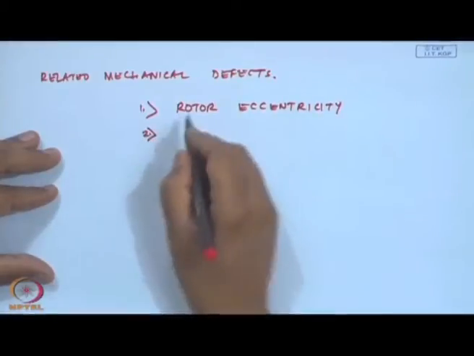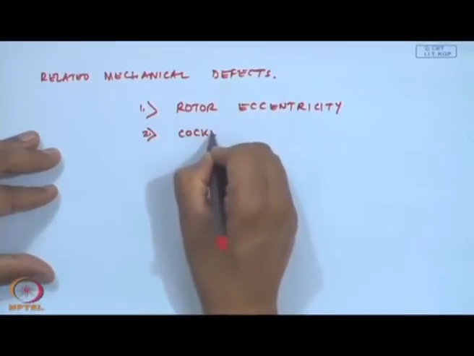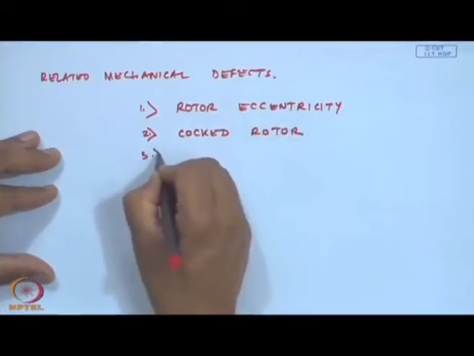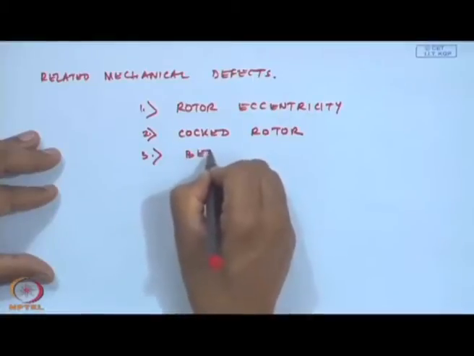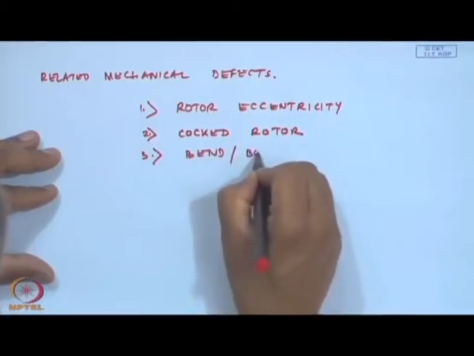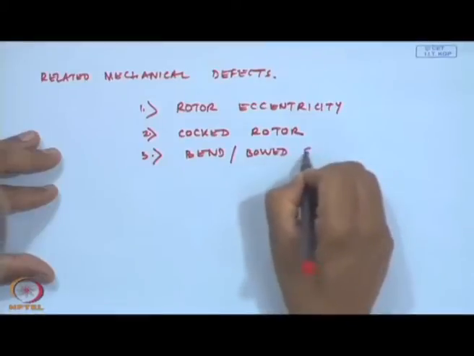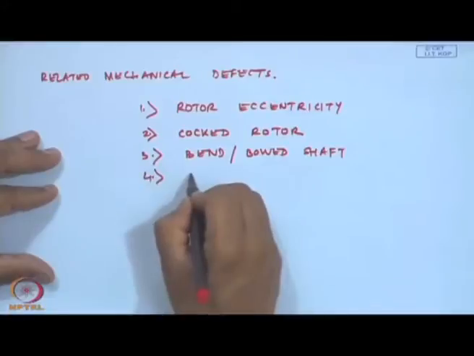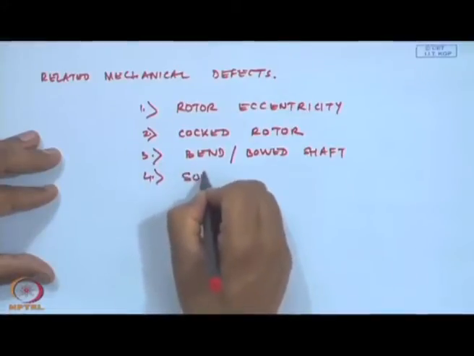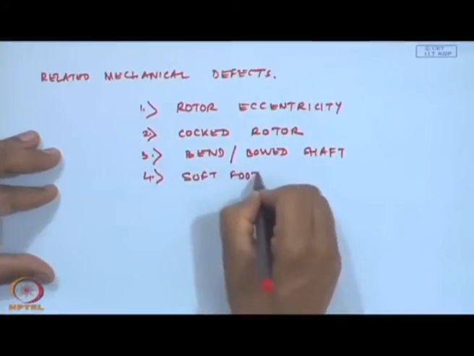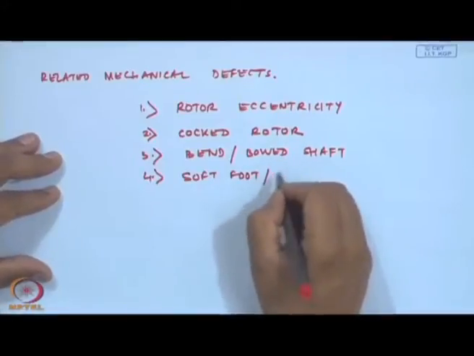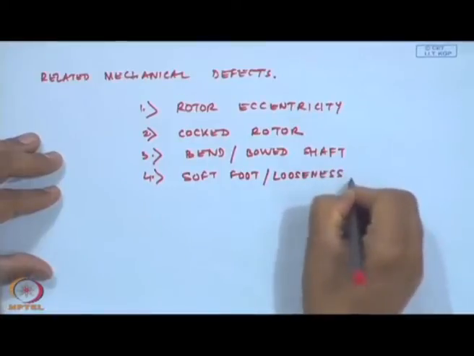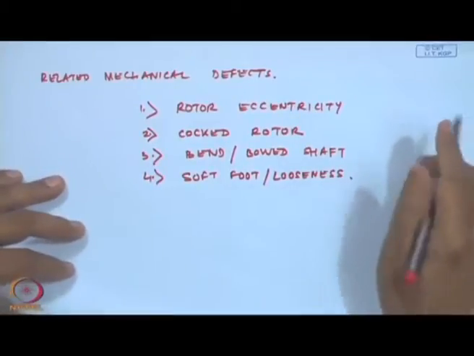Other is cocked rotor, bent or bored shaft, soft foot, looseness. We are going to discuss soft foot and looseness in a few classes down the road.